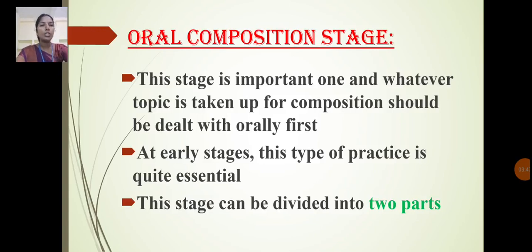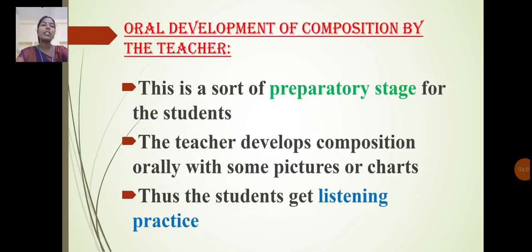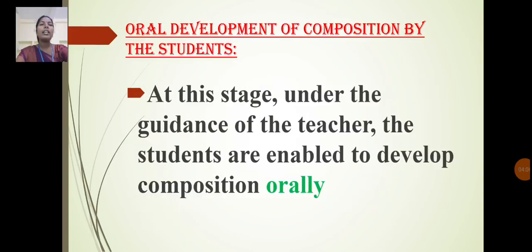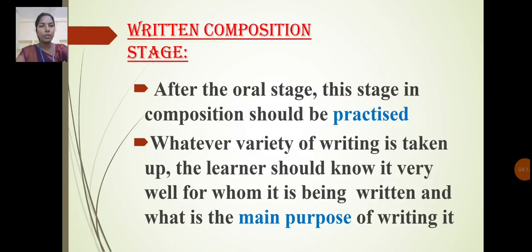In the oral composition stage, this stage is very important, and whatever topic is taken up for composition should be dealt with orally first. At early stages, this type of practice is very essential, and this stage is divided into two parts. The first one is oral development of composition by the teacher, and the second one is oral development of composition by the students. And then comes the written composition stage. Here, after the oral stage, this stage in composition should be practiced. And whatever variety of writing is taken up, the learner should know very well for whom it is being written and what is the main purpose of writing it.